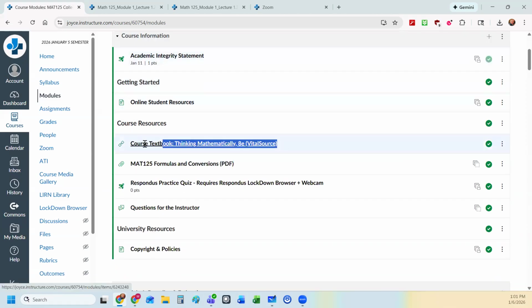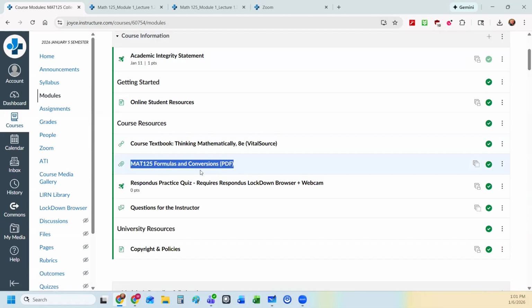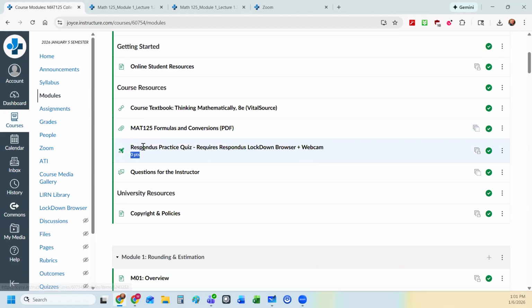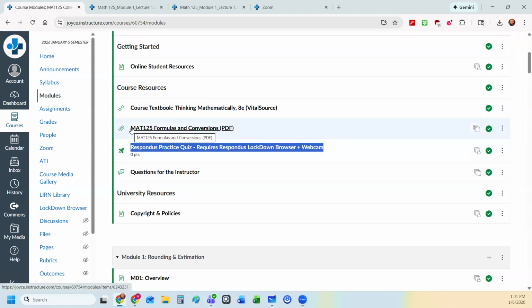The course textbook is found right here. And then the formulas and conversion sheet that you'll be able to use on your exams is found here as well. And then you'll want to go through this Respondus practice quiz. Your exams will have a proctor program running. And this Respondus quiz is a practice to make sure that everything's set up correctly, so that if something does go wrong, it goes wrong here and not while you're trying to take a test.